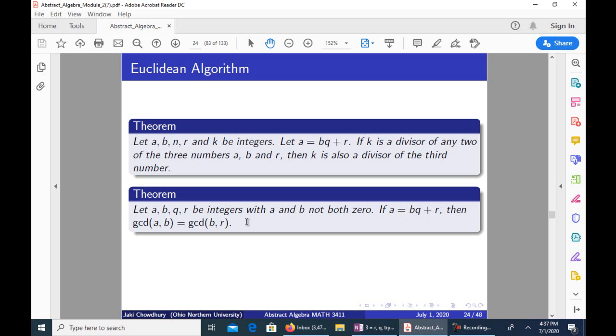Now these two facts follow by just looking at the equations. a is equal to bq plus r, which is the same as r is equal to a minus bq. First of all, let's look at the first theorem here. If you look at the first equation, if k divides b and r, then k divides the right hand side, and then k divides a. So if k divides b and r, then k must divide a. Now if you look at the second equation, if k divides a and b, then k must divide r.